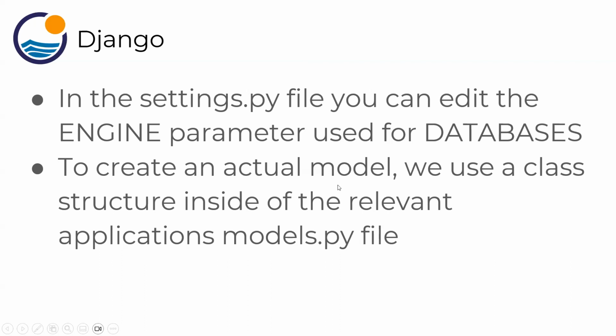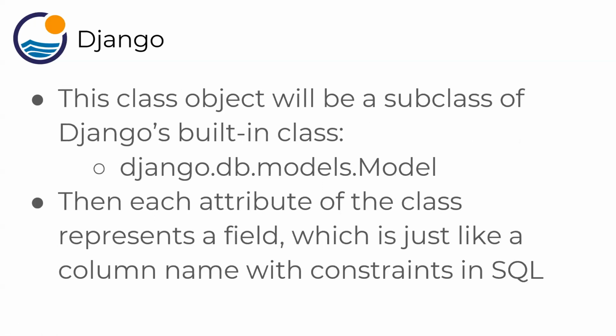To create an actual model, we use a class structure inside of the relevant application's models.py file. Before, in the Python section, I already taught you about classes and what object oriented programming is. The main reason for explaining object oriented programming is here. For a model, we are creating it using a class, so we are using object oriented programming. We are using the class structure inside of the relevant Django application, creating the model in models.py. This class will be a subclass of a Django built-in class.